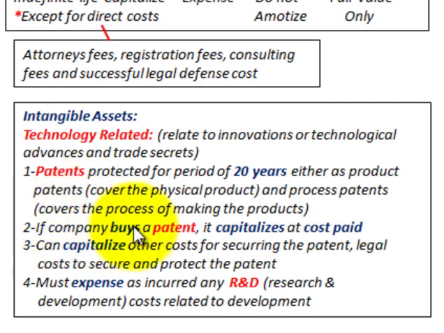Number two, if the company buys a patent, it capitalizes it at its cost. In our example, we're going to be internally developed. Number three, you can capitalize other costs for securing the patent, legal costs to secure and protect the patent, and we're going to be looking at what we have to capitalize in our example. And number four, you must expense as incurred any R&D, or research and development, costs related to the development of this patent. They're not capitalized, they're expensed as they're incurred.